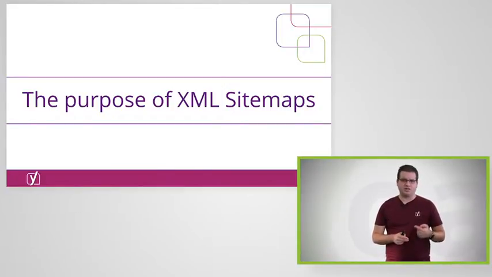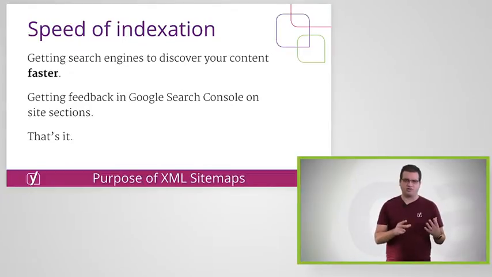First of all, you're giving all of the URLs on your site to a search engine. This means that a search engine will get all of the URLs on your site faster. It will index your site faster. If you're a news site or a blog or anything that relies on speed, then this is absolutely what you need. The second thing you get is that you get feedback in Google Search Console on the URLs in your sitemap about whether they see things that go wrong.